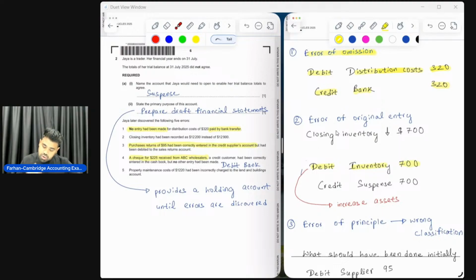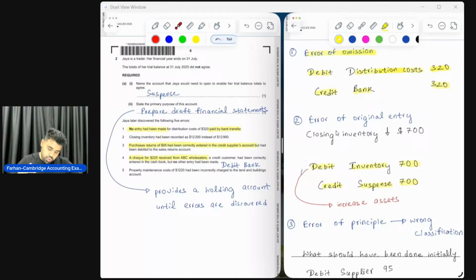Simultaneously, we would be crediting the suspense account by $700 to come in and fill in the difference, all right? Because there are no other accounts that we can input in place of suspense. So we will bring in suspense to fill in the balance that is remaining on the credit side. So we credit the suspense account by $700, okay?